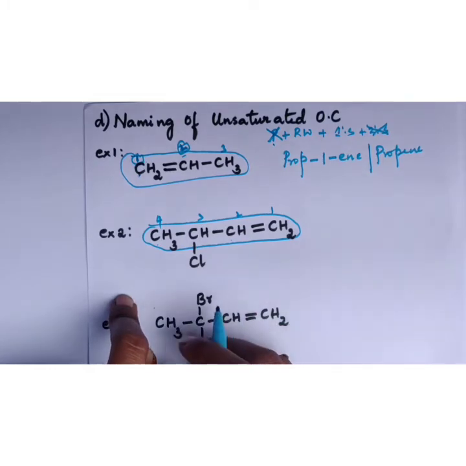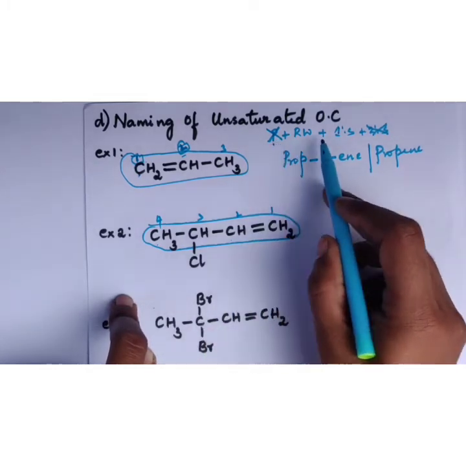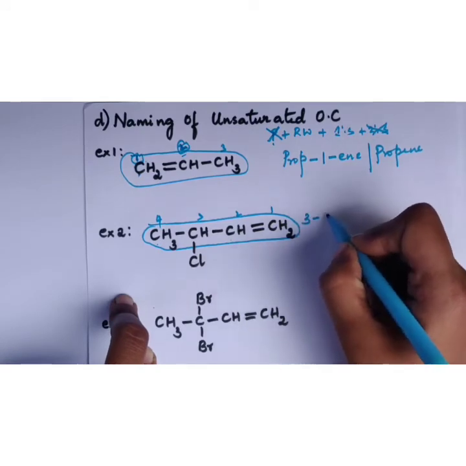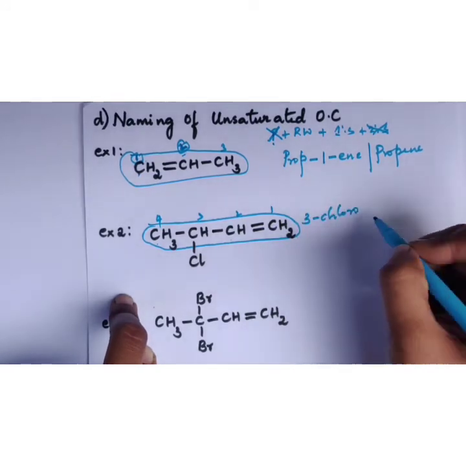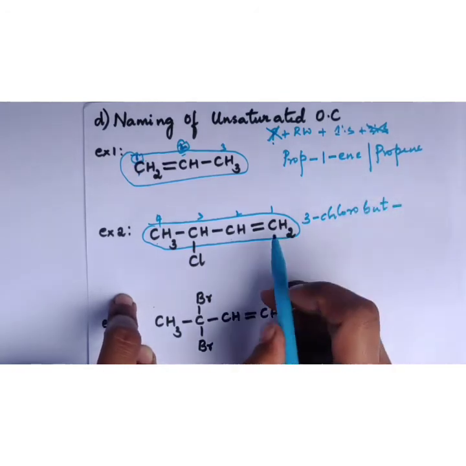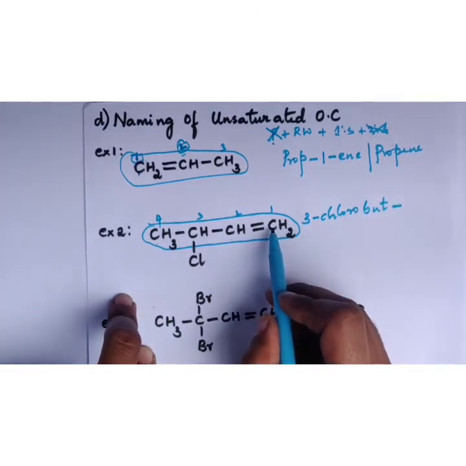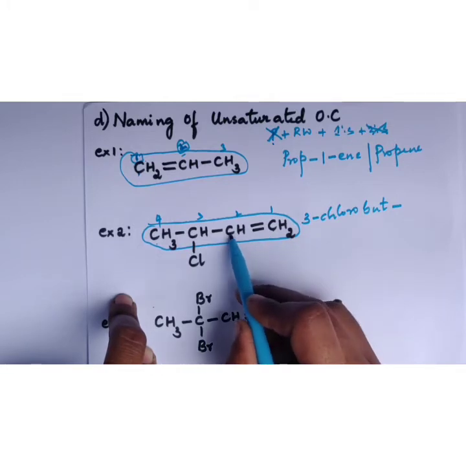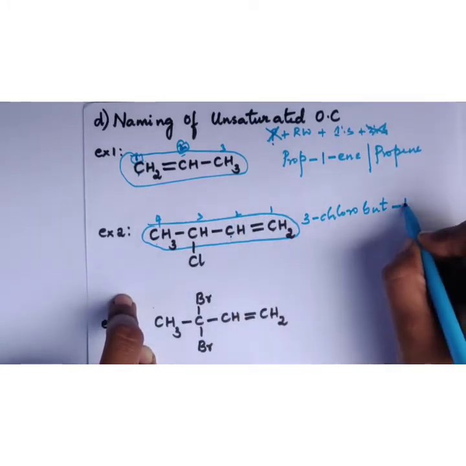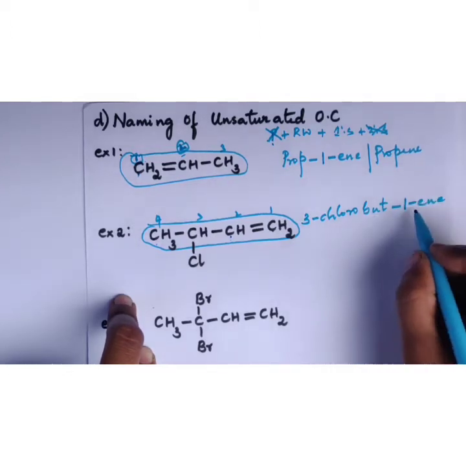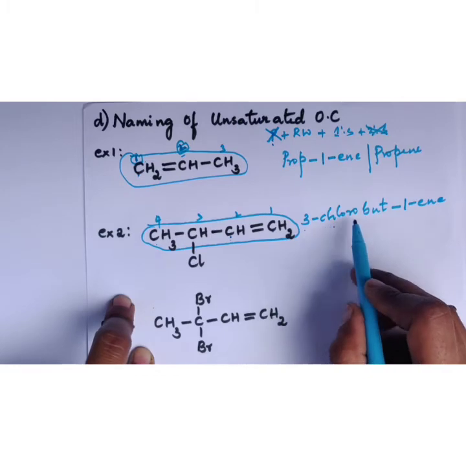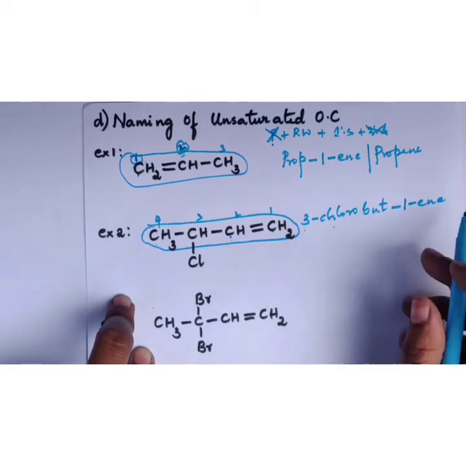But when you name it, you have to follow the rule. First comes the prefix. So what's the prefix now? It is 3 chloro, 1, 2, 3, 4, so it is bute. The double bond is present between 1 and 2. Which one is low there? 1 is low. So if you want, you can write 1, or simply write butene. So it is 3 chloro, bute 1 ene, or butene.